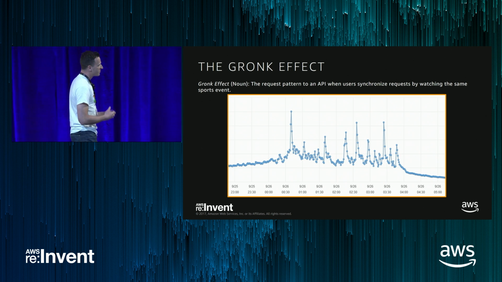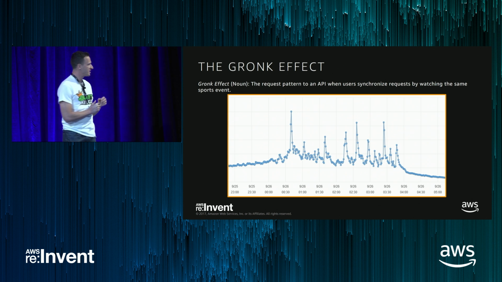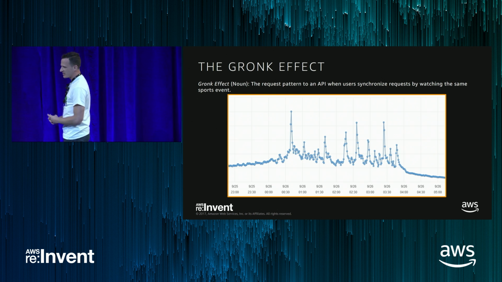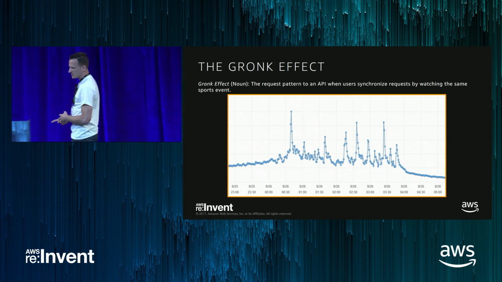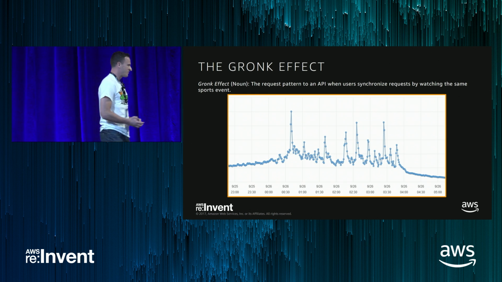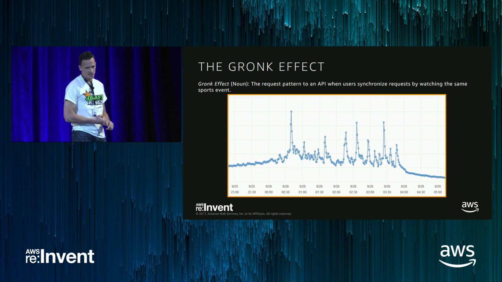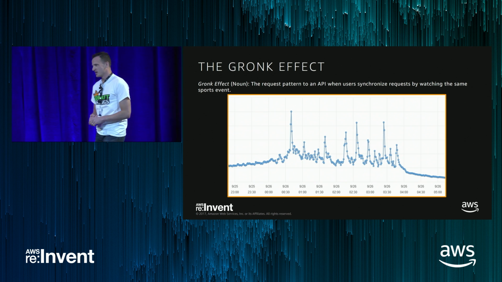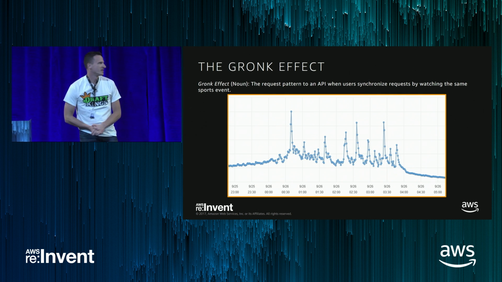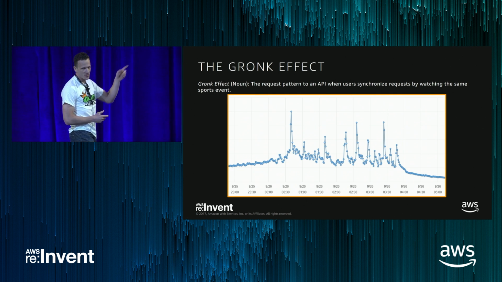For those of you who don't know, we're a Boston-based company, and the Gronk effect is affectionately named after Rob Gronkowski, who plays for the greatest football team that's ever existed or ever will exist, the New England Patriots. And Rob Gronkowski is famous for two things. One, being a goofball, and two, catching a lot of touchdowns. And after he catches touchdowns, he very dramatically takes the ball and he spikes it in the end zone. And the Gronk effect is named after those spikes.